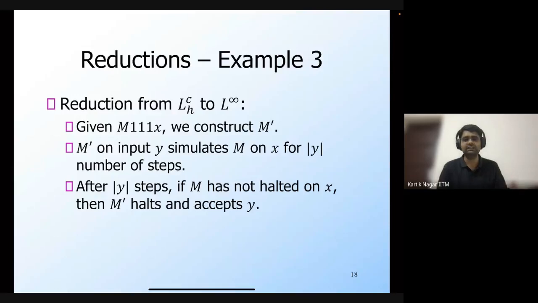So what this means is that if M does not halt on X, then it's not going to halt on X for any number of steps, which means that all the strings will actually be accepted by M prime. So that's why the language of M prime will be sigma star if M does not halt on X.